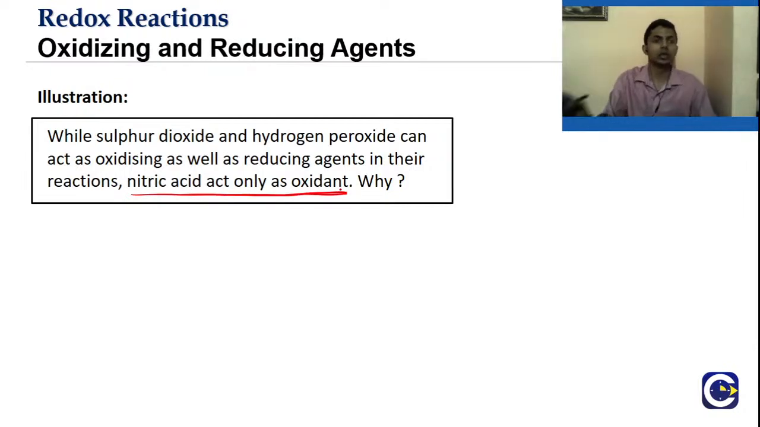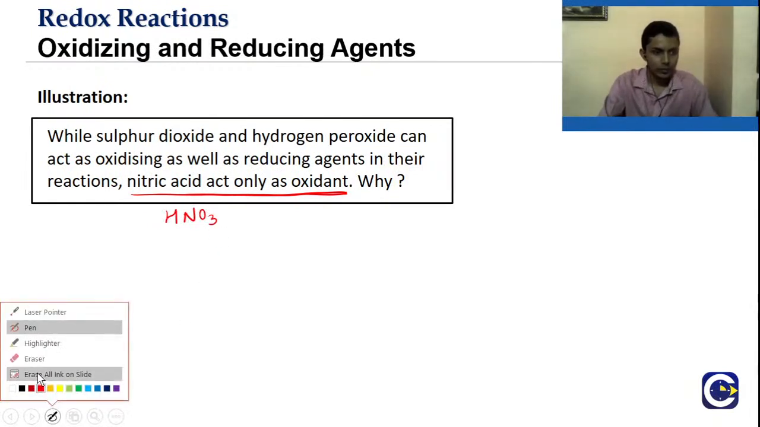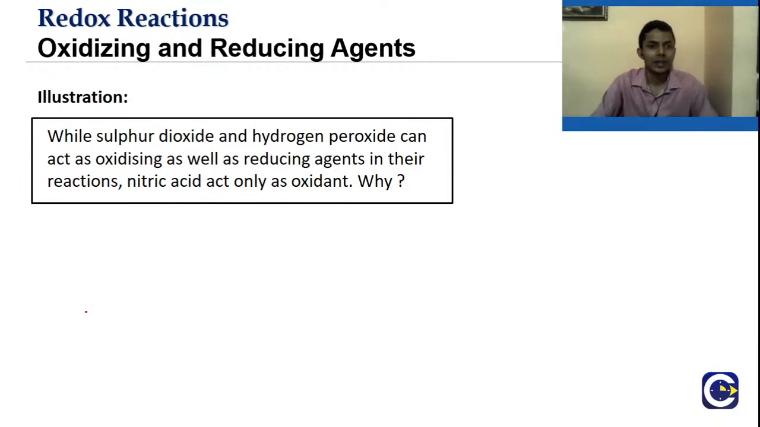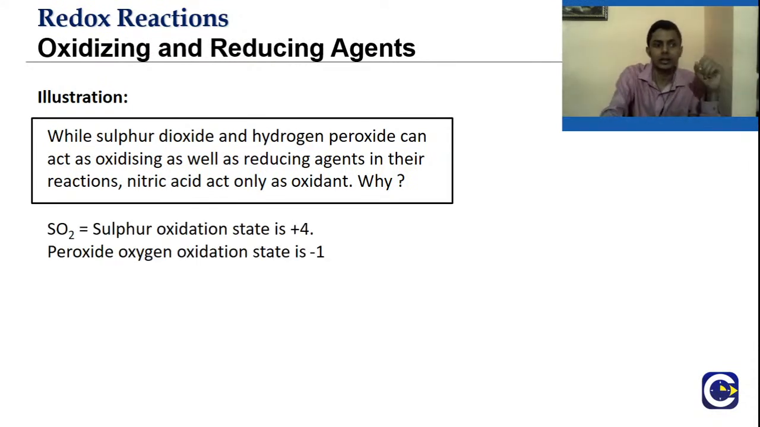That means nitric acid has only one option: to get reduced, and not to get oxidized further. Why do you think it is like that? Because the maximum possible oxidation number for nitrogen is +5. So further increase in the oxidation number of nitrogen in nitric acid is not possible. So it cannot undergo oxidation, it cannot act as a reducing agent, hence it only acts as an oxidizing agent.